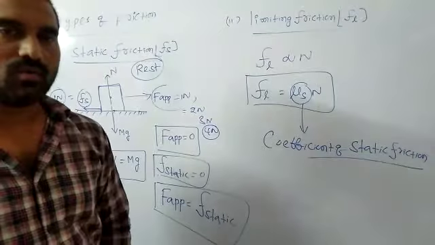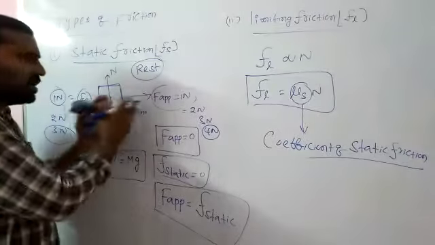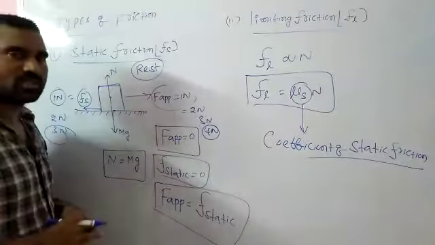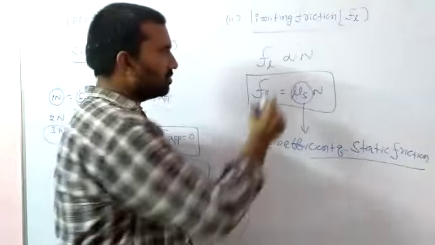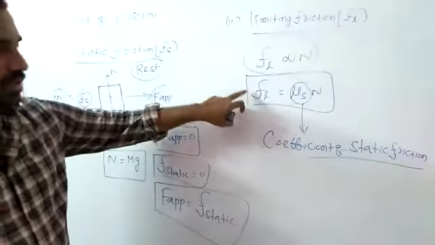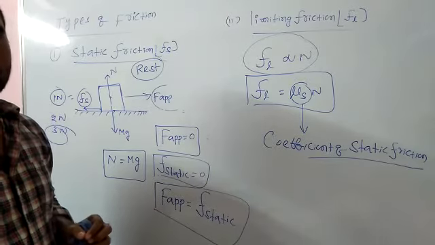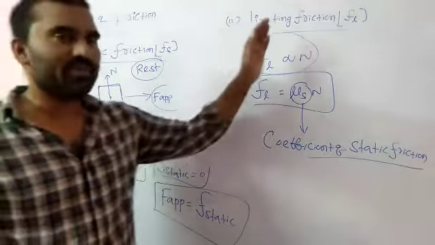Here is one more important point. What is the minimum force required to start the motion? To start it, we have to apply a force. What is the minimum force required to start the motion? The minimum force required to start the motion is limiting friction. If you apply a force equal to limiting friction, then the block is ready to slide. So the minimum force needed to move the block must be equal to the limiting frictional force.